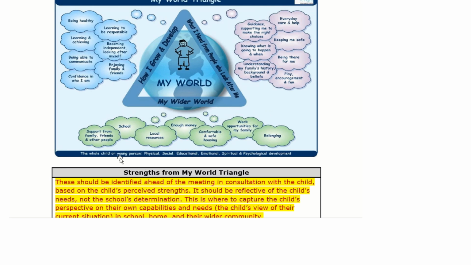And like they say, the whole child or young person's social, physical, educational, emotional, spiritual and psychological development is looked at here. So looked at for their wider world, looked at for the people who look after them. So that's the people at home, the people in any establishments that they're part of, whether it's nursery, school, anything like that at all. So the people who are responsible for them. And here are the kinds of questions they should be being asked around that.